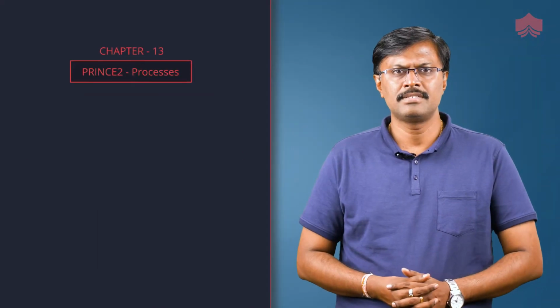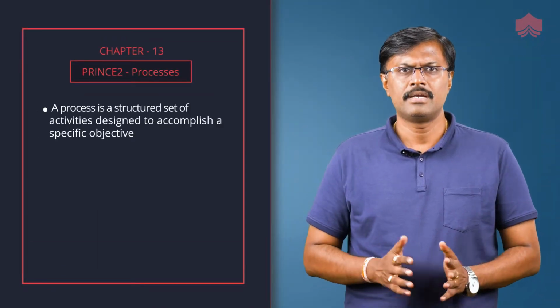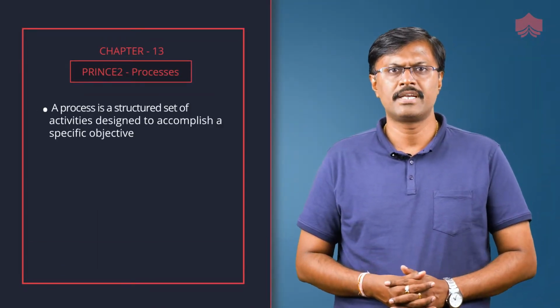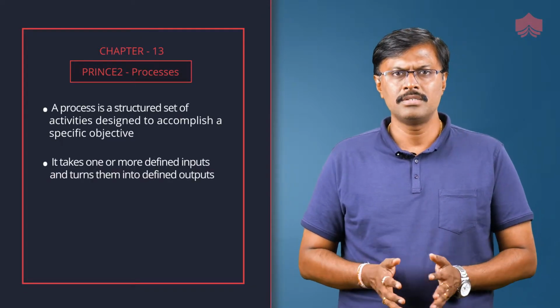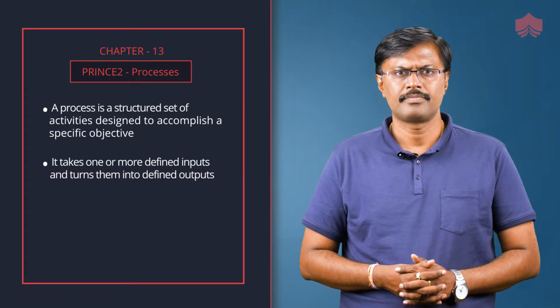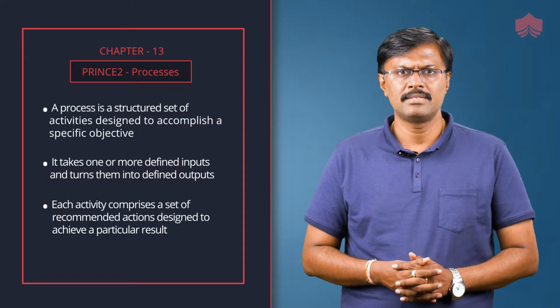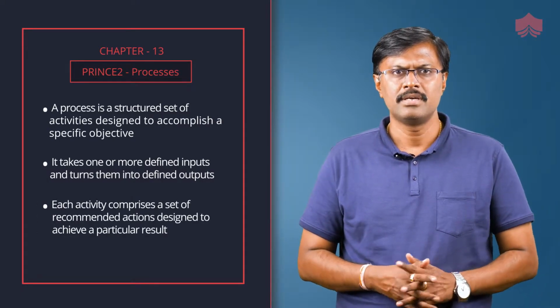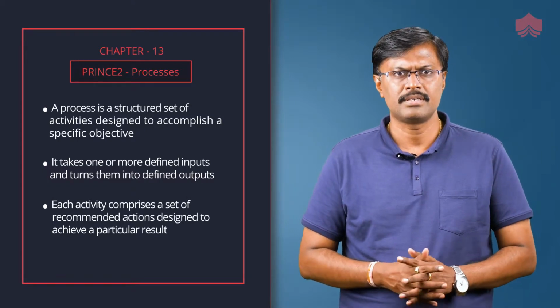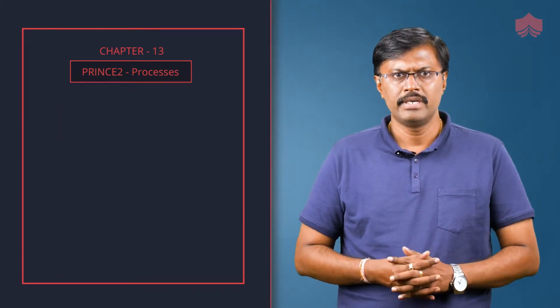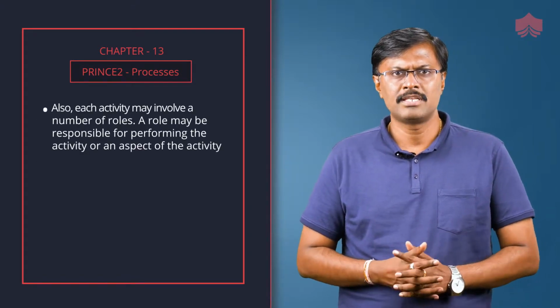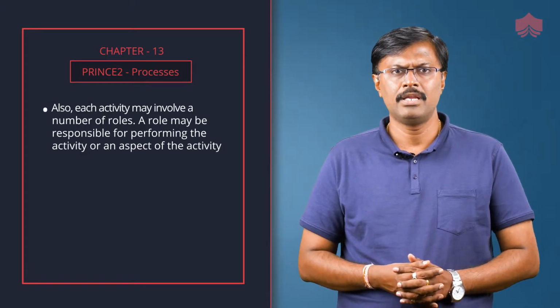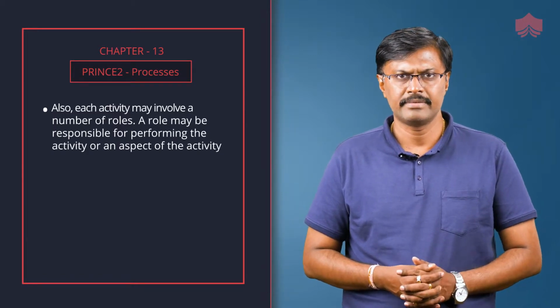A process is a structured set of activities designed to accomplish a specific objective. It takes one or more defined inputs and turns them into defined outputs. Each activity comprises a set of recommended actions designed to achieve a particular result. Also, each activity may involve a number of roles. A role may be responsible for performing the activity or an aspect of the activity.